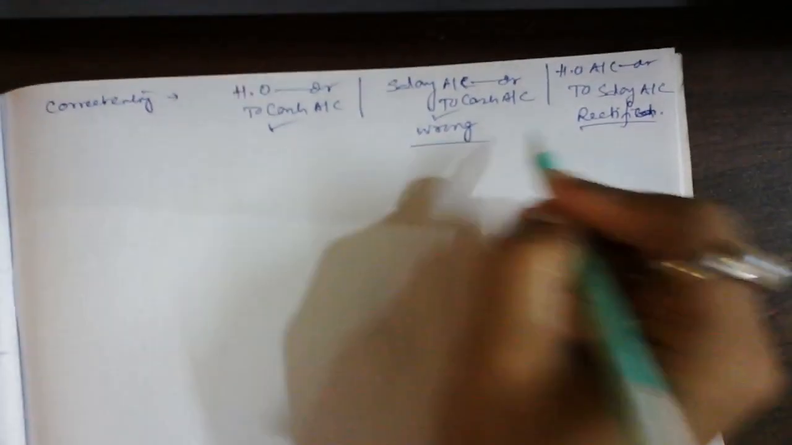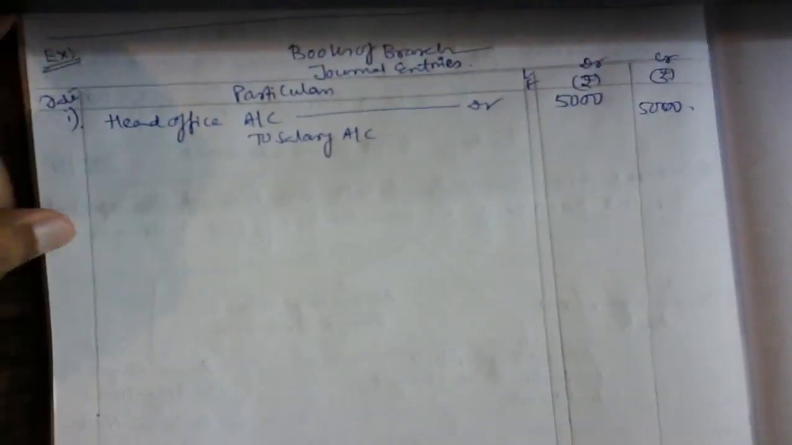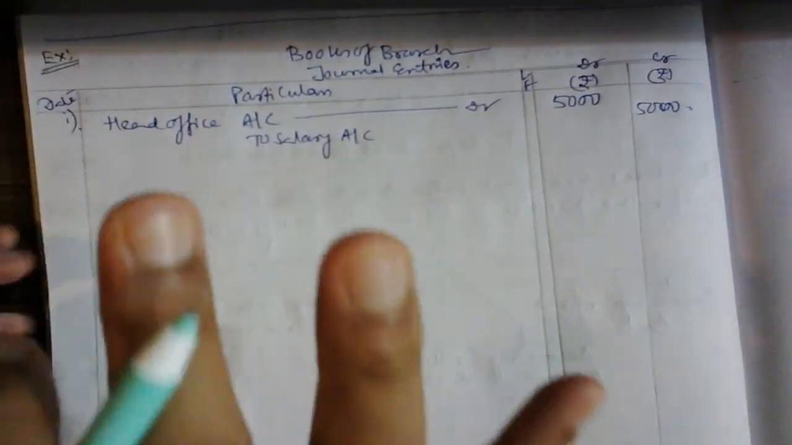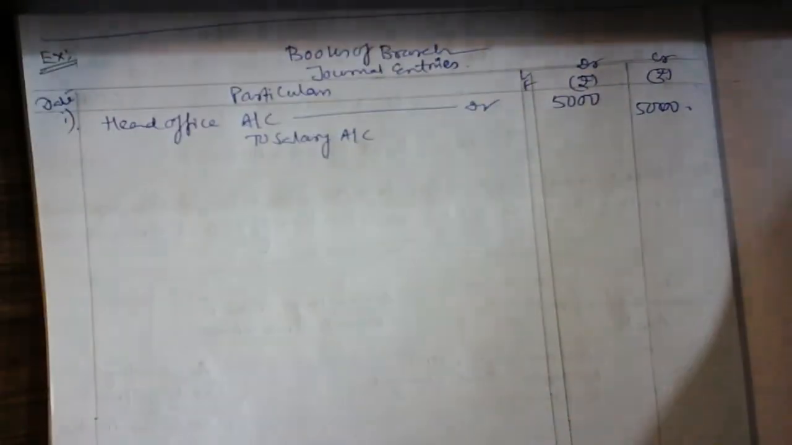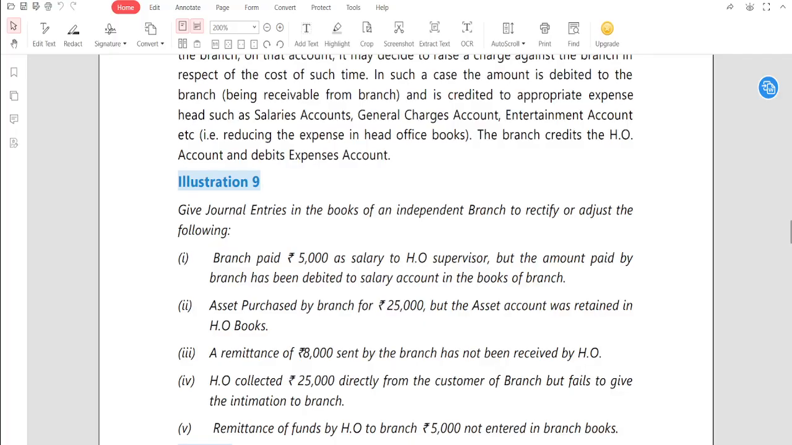Okay, so the entry made by me is the HO account debit to salary account. That is what we have done. Perfect, sir. Let's move ahead now. Note this down, and we move ahead.